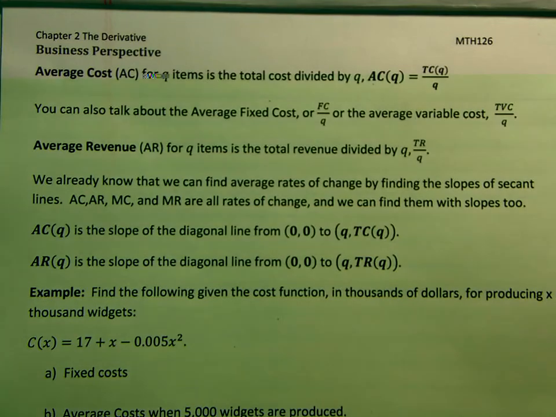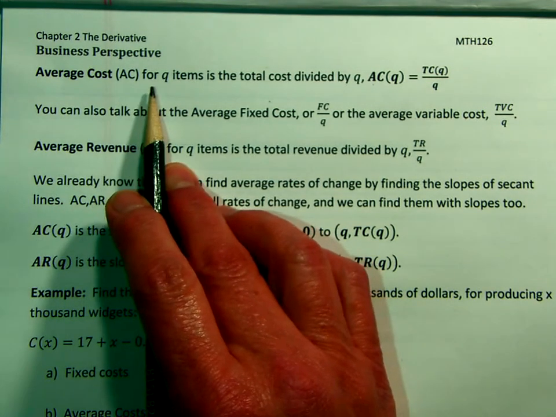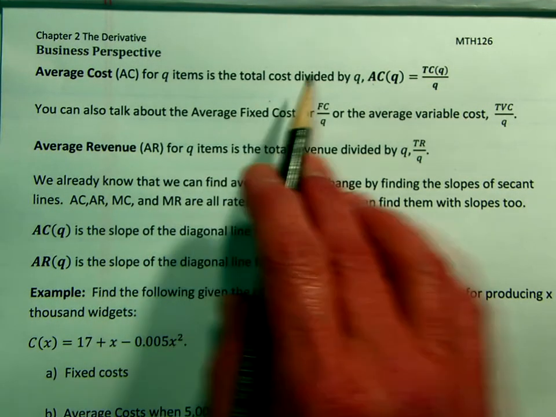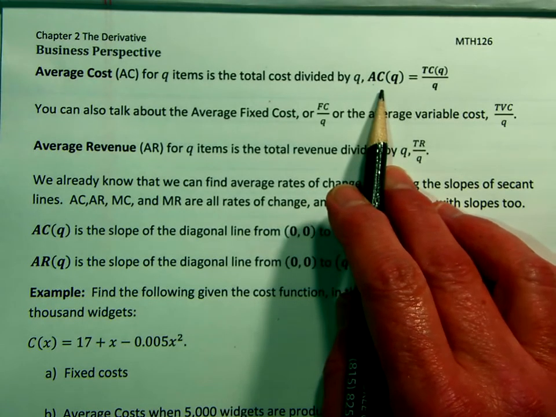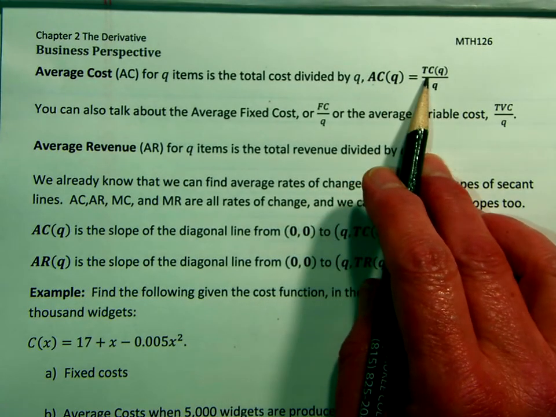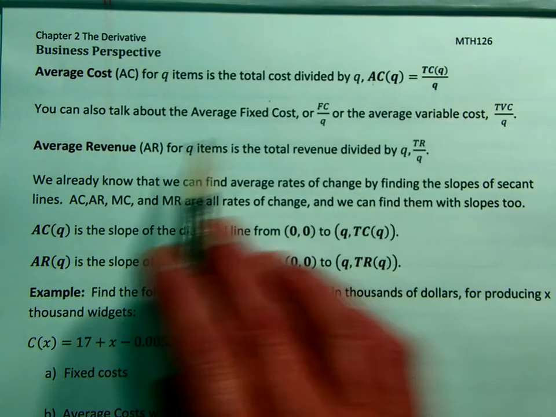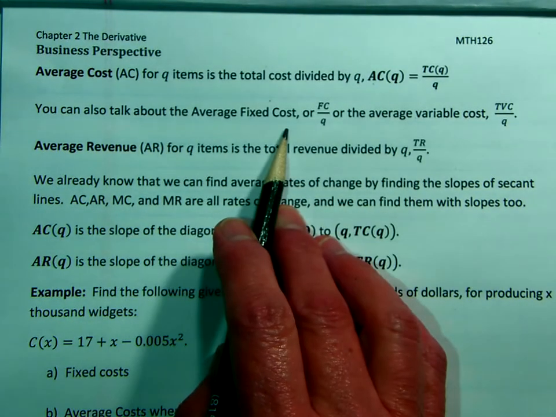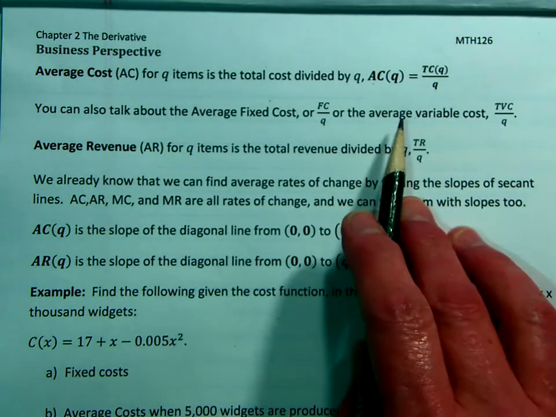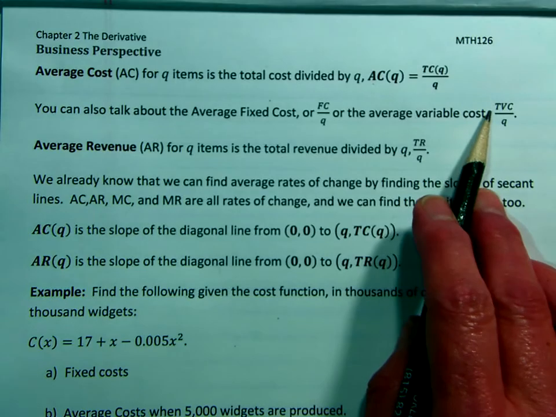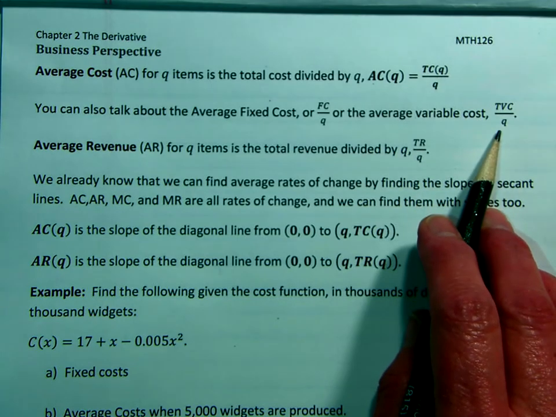Let's take a business perspective. The average cost, or AC, for Q items is the total cost divided by the number of items, Q. So the average cost at Q is the total cost at Q divided by Q. You can also talk about average fixed cost, which would be taking the fixed cost divided by the number of items, or average variable cost, which would be taking the total variable costs at that number of items divided by the number of items.